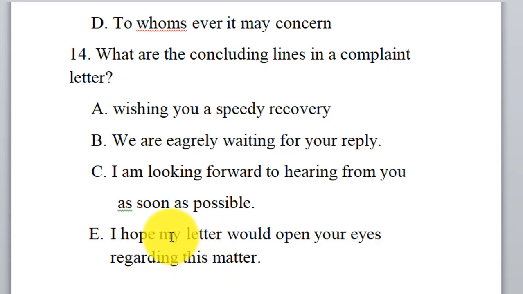Yes, I hope my letter would open your eyes regarding this matter, right? If you write a letter to someone, this sentence comes at the beginning of your writing, but not at the ending or conclusion of a writing, right? ይሄ መጀመሪያ ላይ አንድ ምንጽፈው ደብዳቤ መጀመሪያ ላይ ምንጽፈው ነው እንጂ መጨረሻ ላይ ምንጽፈው ጉዳይ አይደለም። So the answer should be what? We are eagerly waiting for your replies.